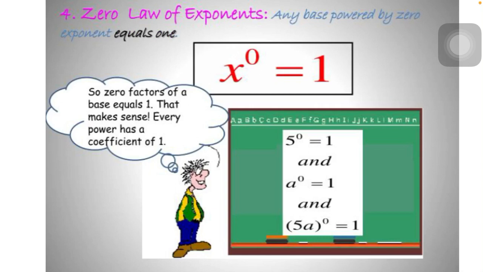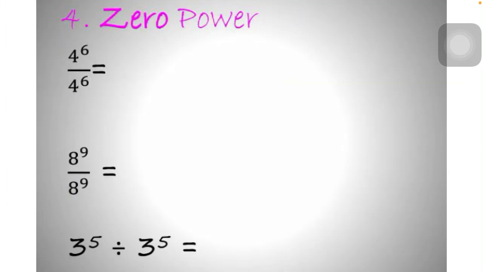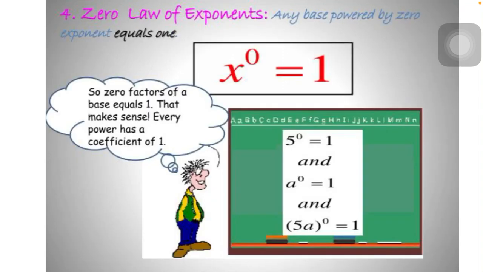So whenever you see the power is 0, it will be equal to 1, because in these examples you will see that 4 raised to power 6 upon 4 raised to power 6, the 6 and 6 will be subtracted and it will give you 0. And the same for the other one, 8 raised to power 9 upon 8 raised to power 9 will also give you 0. So when it gives you 0, it will be equal to 1. So whenever you see a power 0, it will be equal to 1. You can see some examples on the board. If it is written like this, you will write it equal to 1.